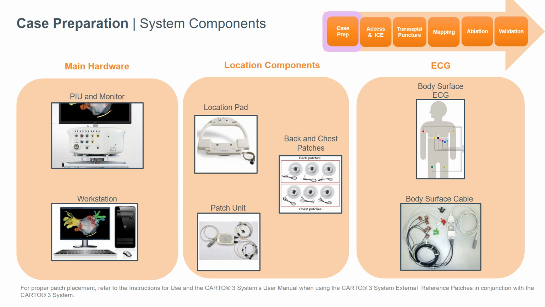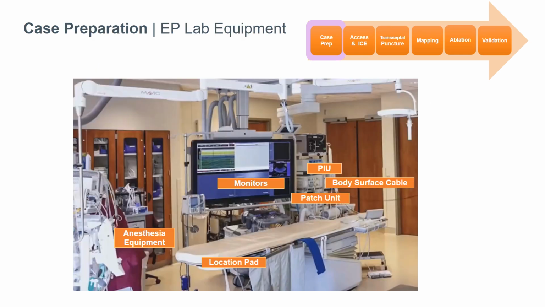Once this equipment is in place and the procedure begins, movement by the patient and/or the location pad may alter the quality and accuracy of the CARTO 3 system map. This is important to keep in mind when using pillows, repositioning the patient, or if the patient begins to cough during the procedure. A standard 12-lead ECG is applied and goes directly into the PIU. Other ECG and defibrillator patches may be placed for monitoring. Fluoroscopy equipment may be used to verify catheter placement. Here is an example of a typical EP lab setup, including the CARTO 3 system.